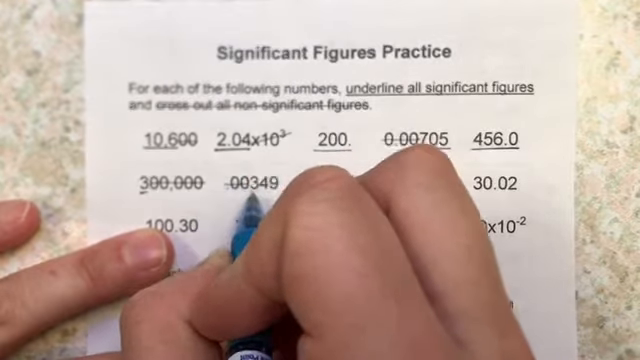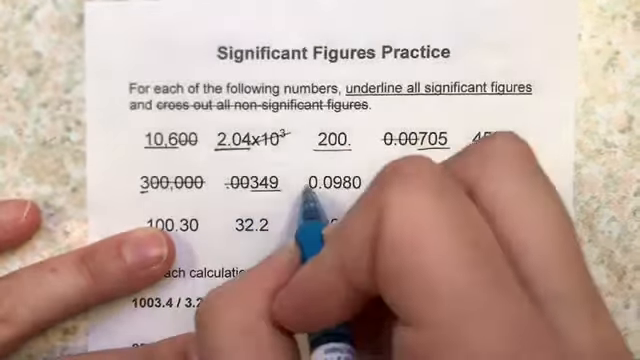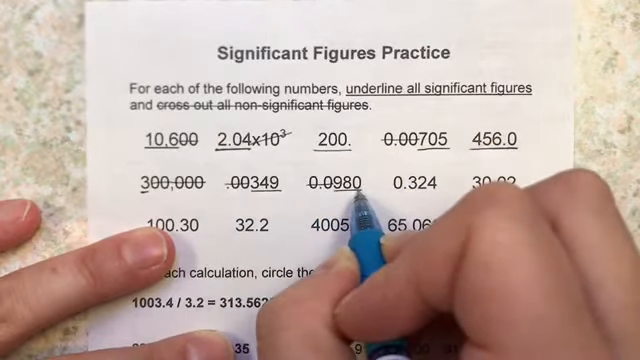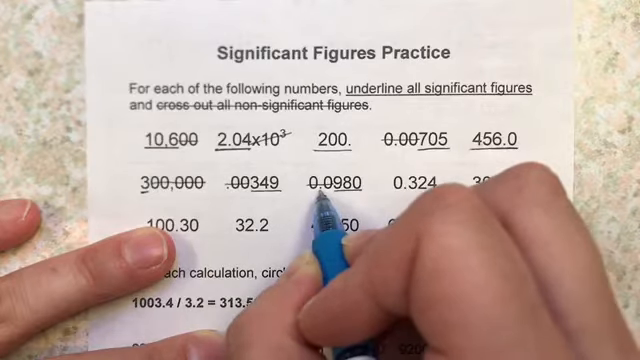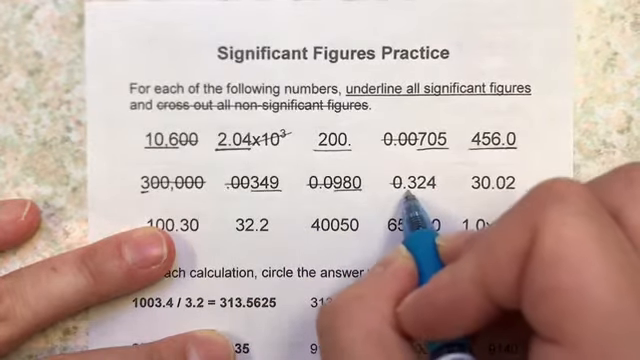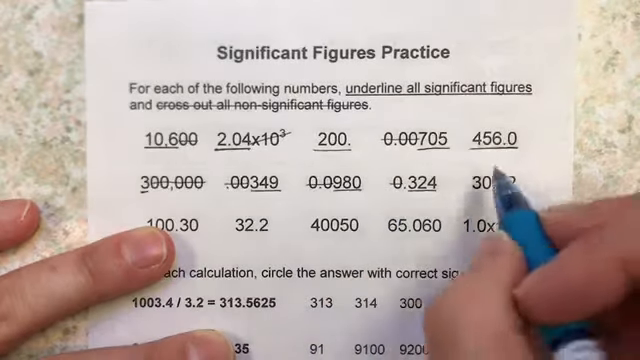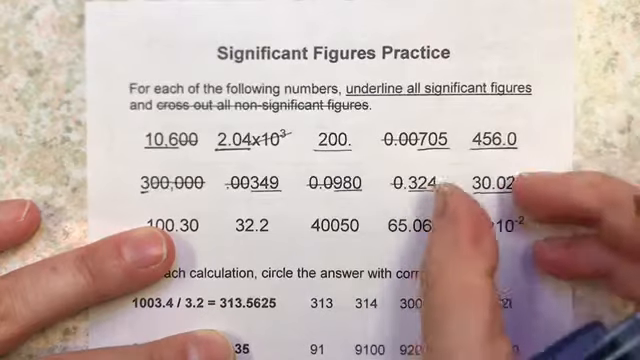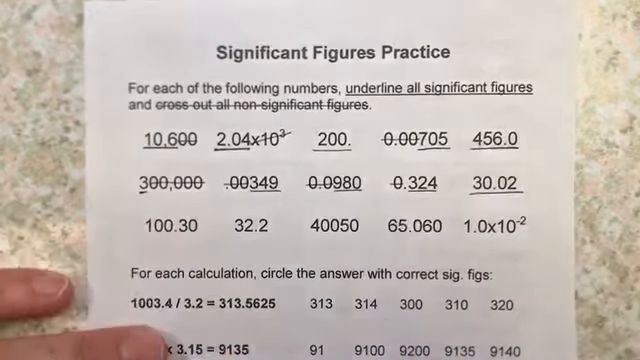0.00349, leading zeros are not significant. The 349 are. Leading zeros are not significant. The 980 are. The 0 is significant because it's at the end of the number and after the decimal. 0.324, the leading zeros do not count, but the 324 are significant. 30.20, those are all significant. Those zeros are sandwiched in between non-zeros, so that's why they are significant.